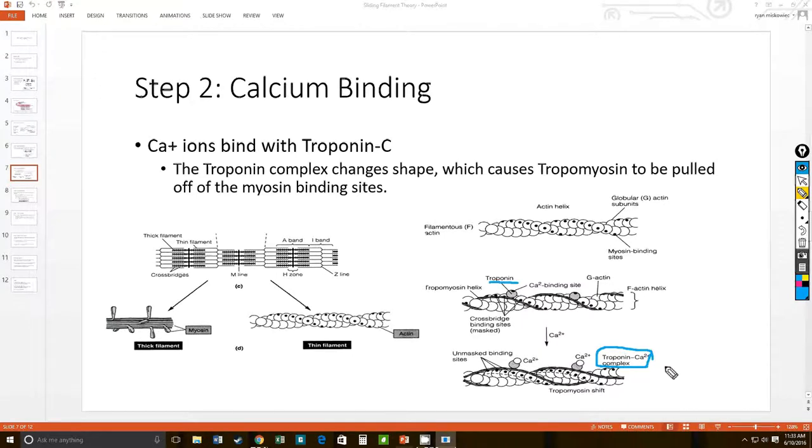It's very simple. So what happens is calcium goes out into the sarcoplasm, and then it's attracted to this troponin C complex. Troponin C will grab up that calcium and bind with it. So now we have a troponin C and a calcium. When troponin C binds with calcium, it causes a shape change in this troponin complex.